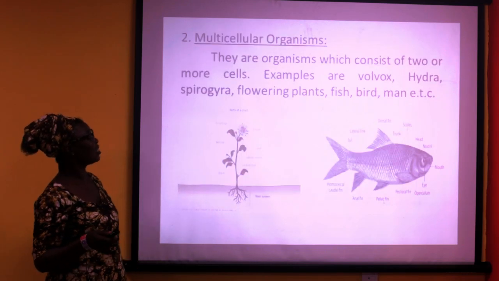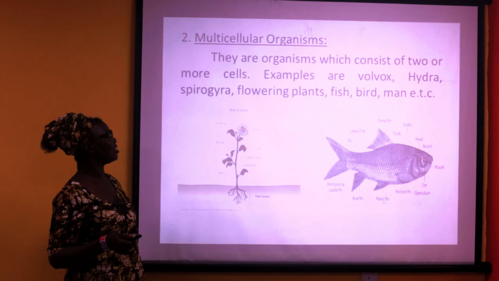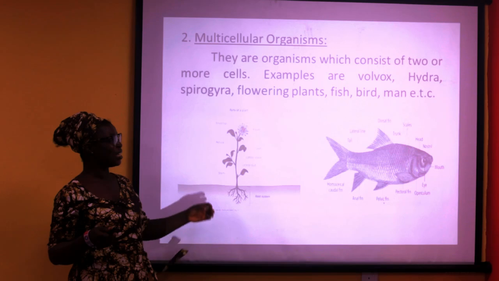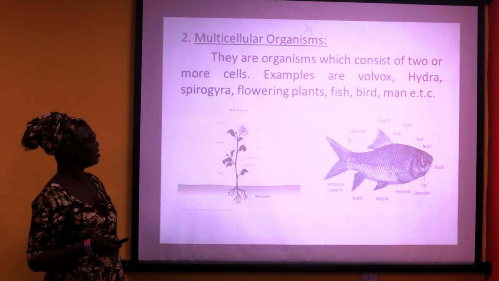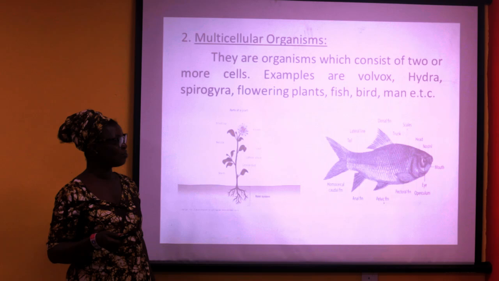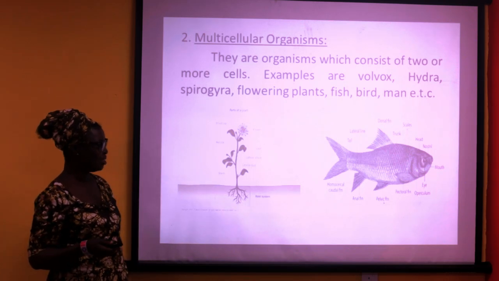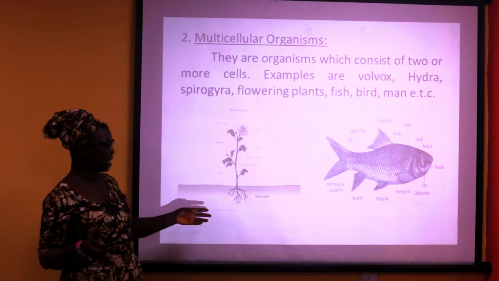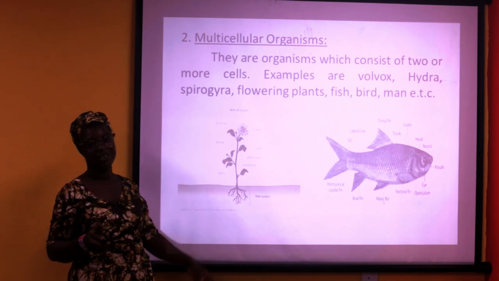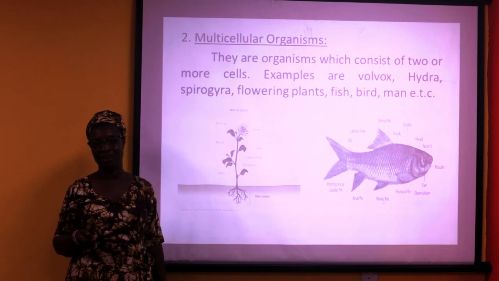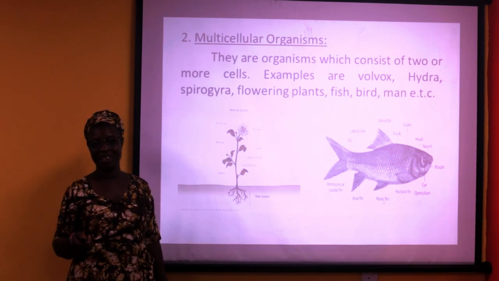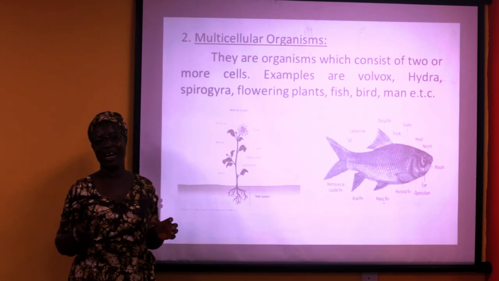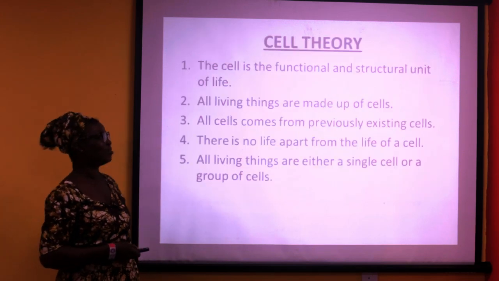Then the second group is the multicellular organisms. They are organisms which consist of two or more cells. We have the example, the volvox, the hydra, the spirogyra, flowering plants, fish, bird, and man, and some other multicellular organisms. So you have the diagram of a flowering plant and fish as a multicellular organism. In other words, these organisms, the cells have to join together to perform life activities.